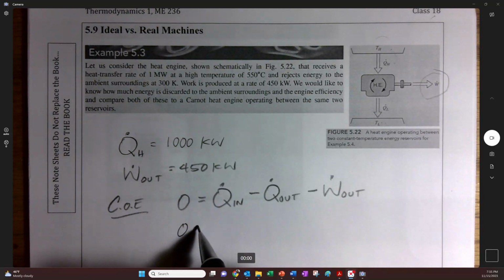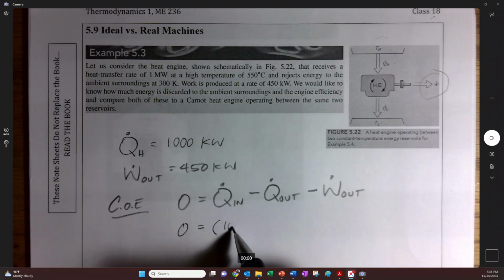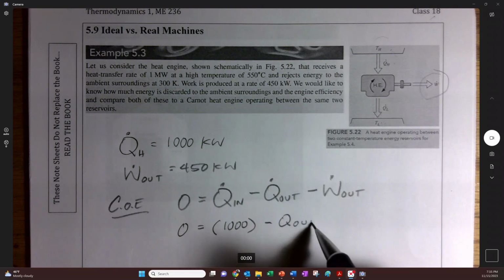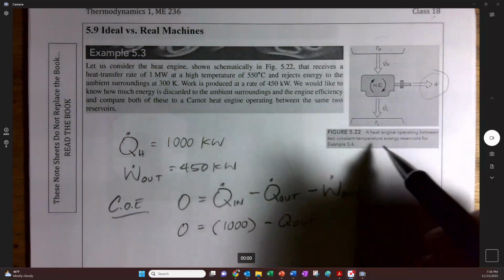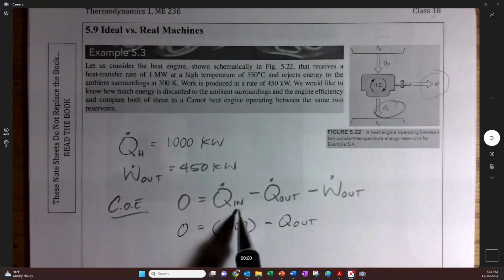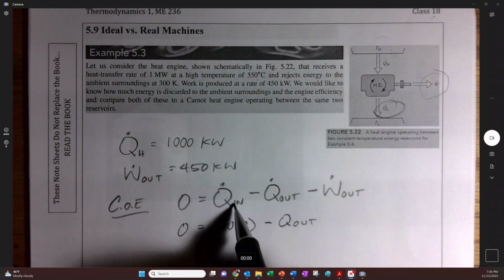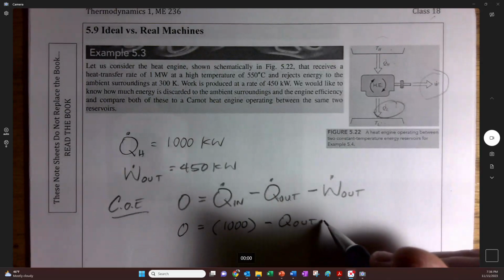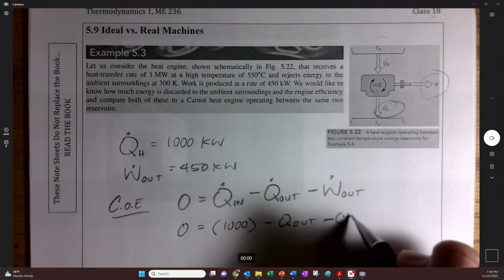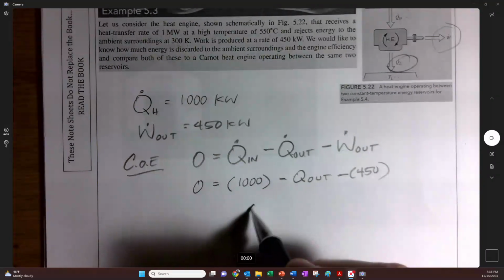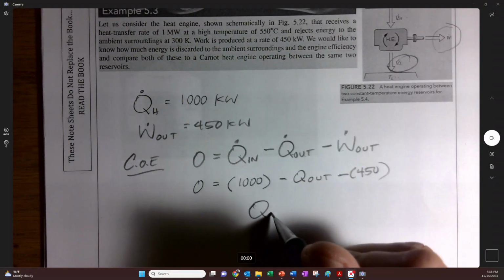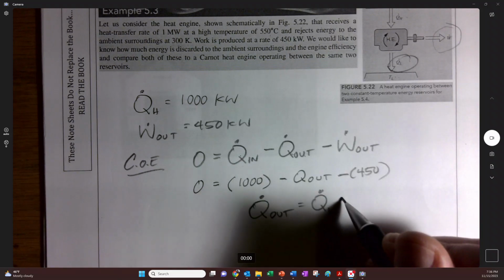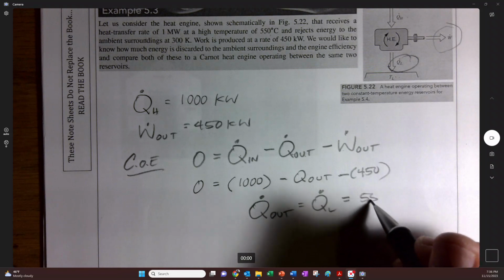So 0 equals 1,000 minus Q out, which we could call QL, by the way. They're calling it QL, so maybe we should have called this QH right here, this would be QL, and this would just be W dot. But minus 450, and so simply Q out, which we will call QL, equals 550 kilowatts.